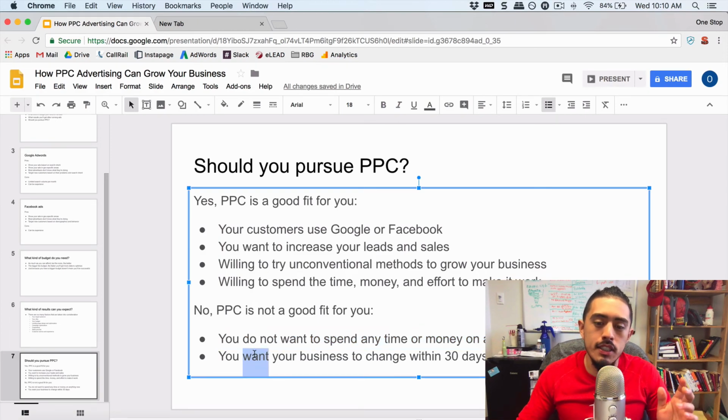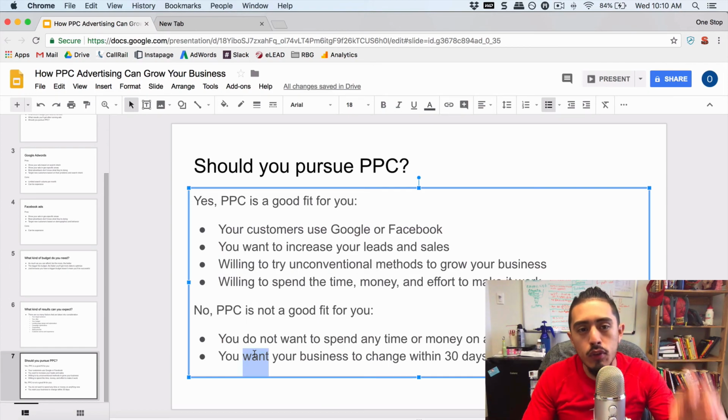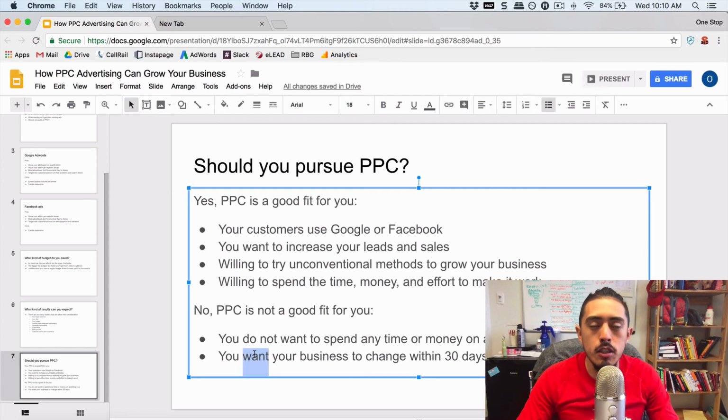And next is, you want your business to change within 30 days. Again, that comes along with the time commitment thing. If you say, okay, I'm spending $300 and in the next 30 days I want my business to be completely different, I want to be making twice as much revenue as I was in the last 30 days, that's also not going to be a good thing. You're not managing your expectations well enough for long-term success on AdWords or Facebook. So if you just want results right now, and you're not willing to give it a try for a decent time period, then you probably shouldn't use Google AdWords or Facebook ads.